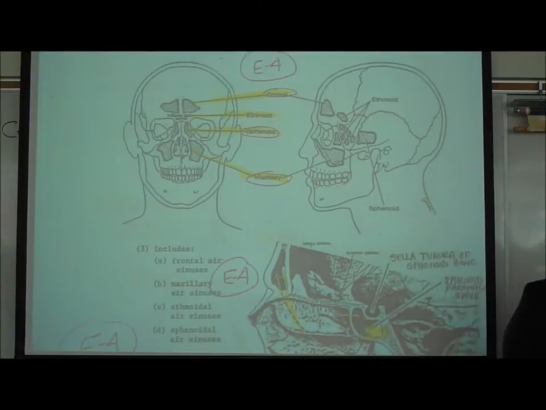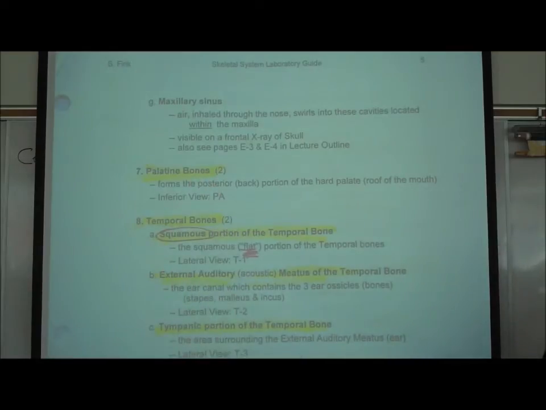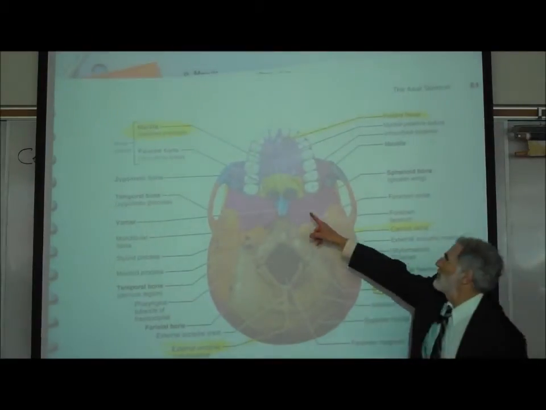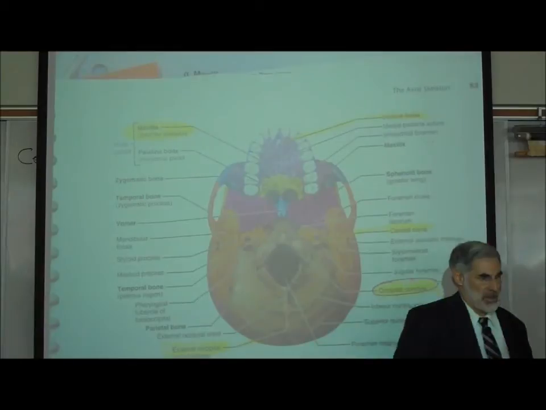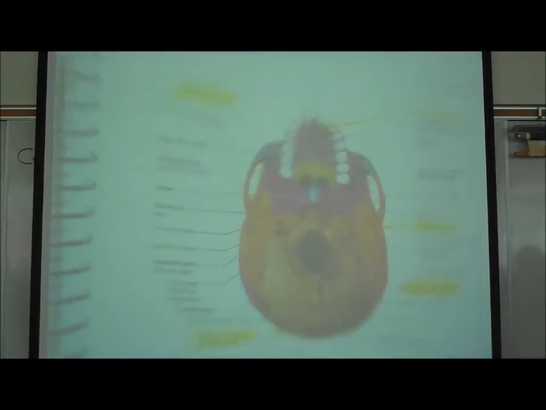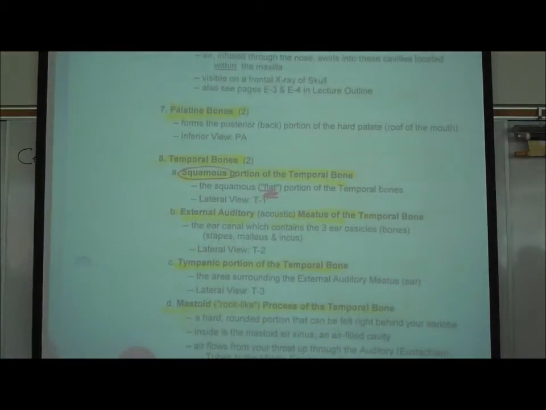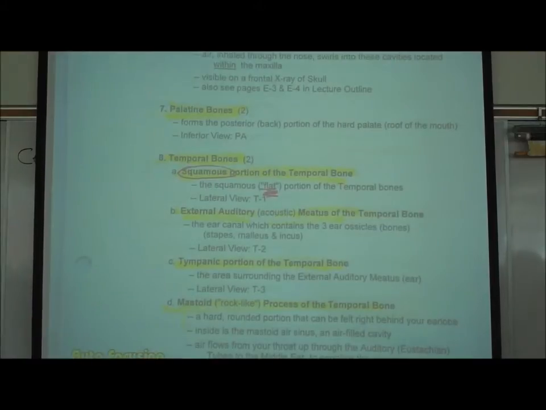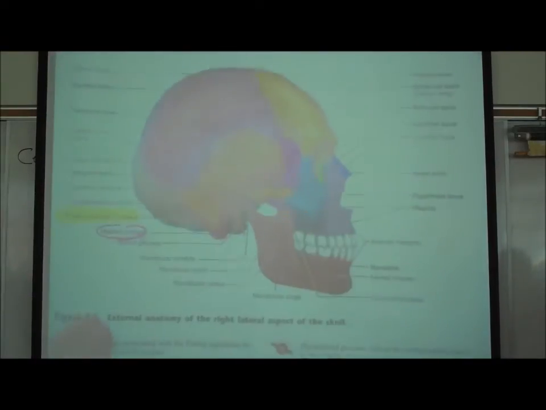So how would I test you on it? On an X-ray. The palatine bone we've already pointed out. The palatine bone, we said, was this bone right here at the back of the roof of the mouth. And then the temporal bones. Where are the temporal bones? The temporal bones are on the sides of the skull.